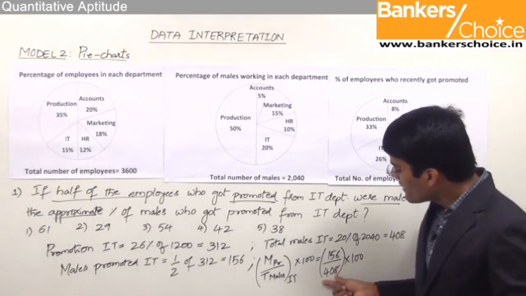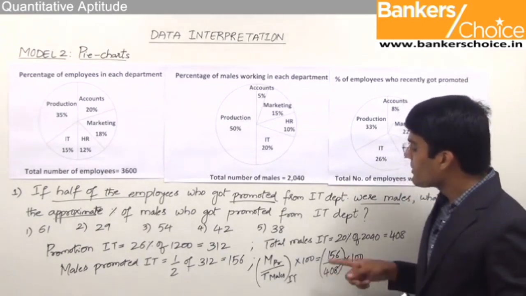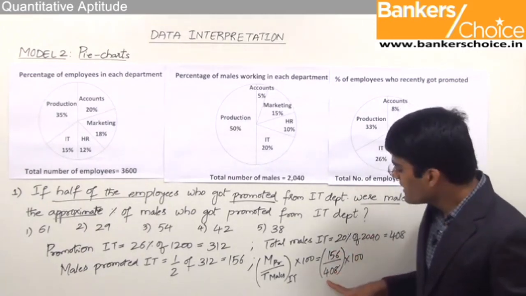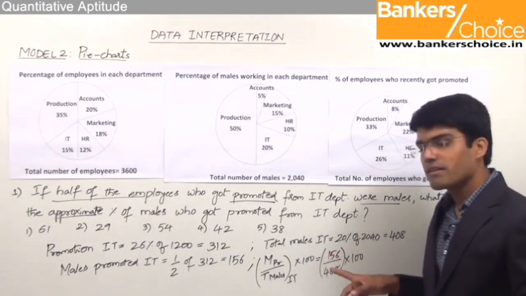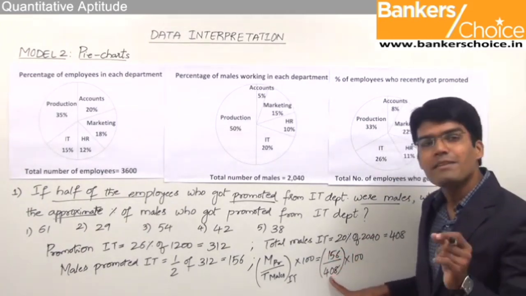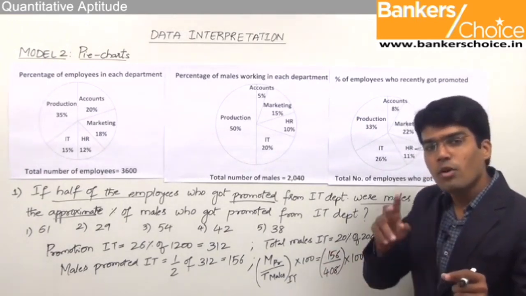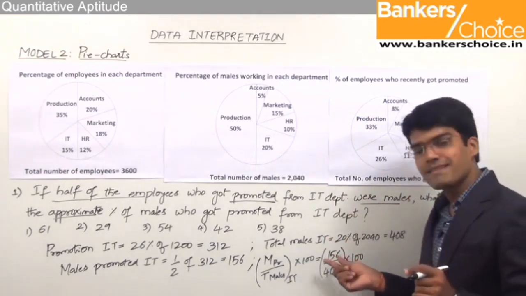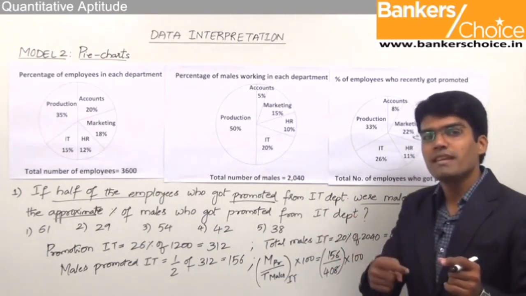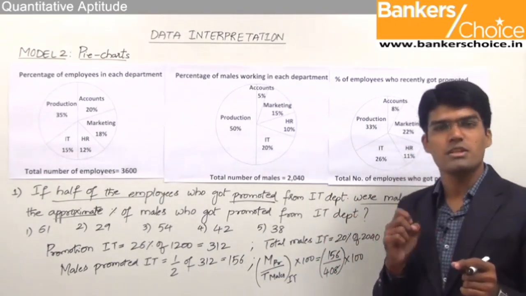Now with respect to the denominator, we need to find out what percentage is numerator. So if denominator is 100%, what percent is numerator? From denominator we know that 10% is approximately 40. If 10% is 40, 40 into what can give you 156? 40 into 4 is 160.